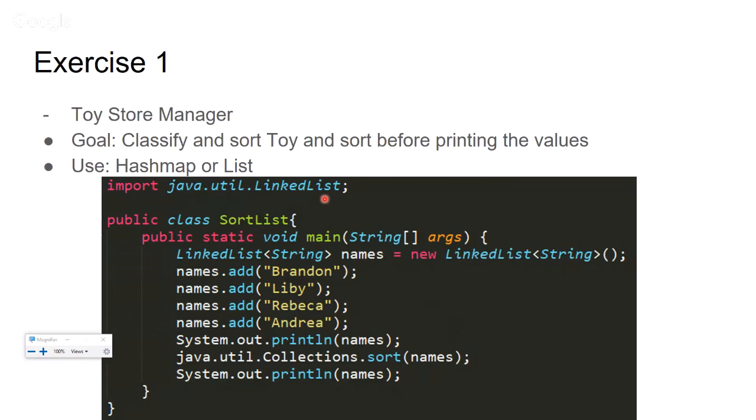You can use hash maps or lists. But in this example, we're implementing lists. So with a hash map, you can use something like a toy dictionary. So you can say baby toys, and you can print all the baby toys that are inside that category. Or for example, boy toys and all the boy toys that are in the category, or something like that. Or just a list with all the toys.